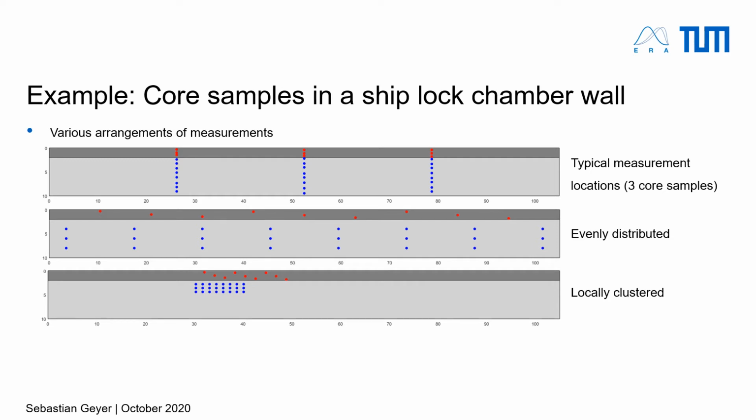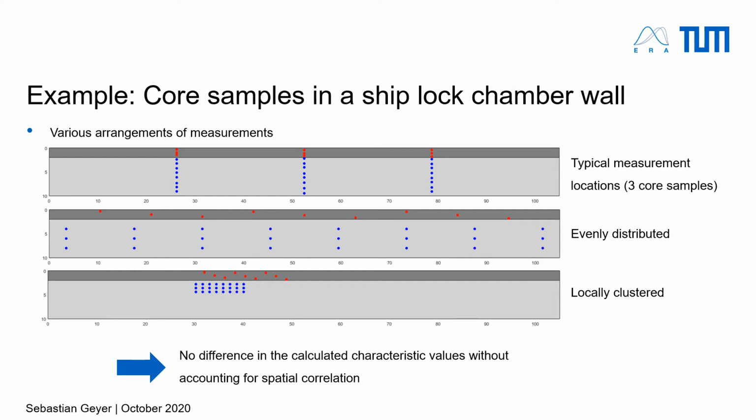Now obviously, in the last case, the information that we get is not as global as the information that we get in the second case. However, given the approaches that are typically used, the calculated characteristic value of the material property would not differ in any of the cases, because these approaches do not account for spatial correlation of the measurement points.